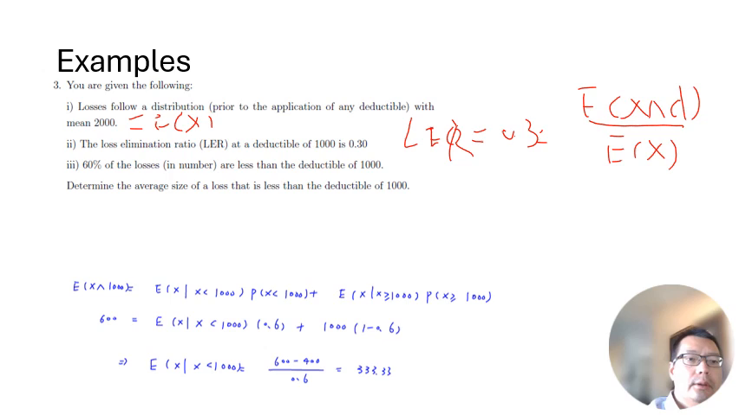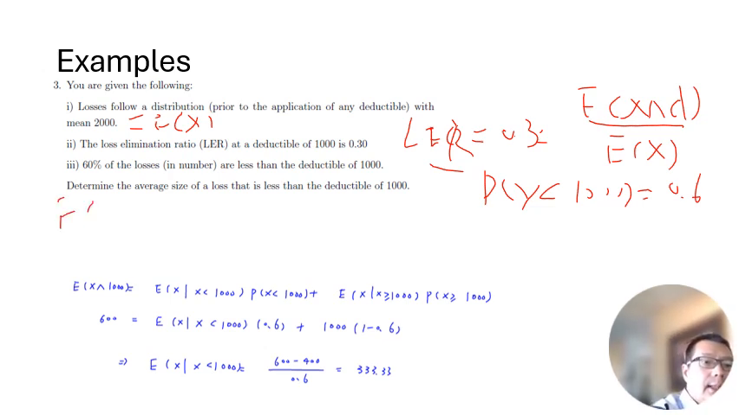60% of the losses in numbers are less than the deductible 1000. So this tells us the probability of X less than 1000 is 0.6. Determine the average size of a loss that is less than the deductible 1000. So what it asks is E[X given X less than 1000], because it says average size of a loss that is less than deductible 1000. So this is the question they are asking.